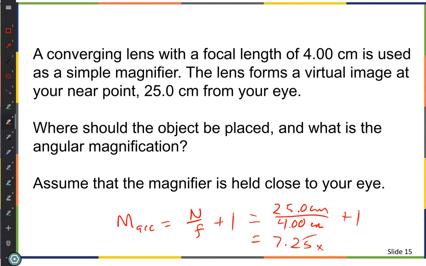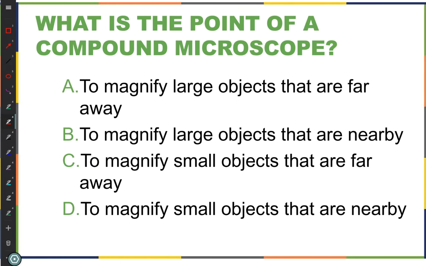So the math, not complicated at all. The derivation, a little more complicated. The understanding which type of lens and why you use that lens, the important things. What's the point of a compound microscope? Now, this is a question I haven't lectured on. It's asking your preconceived notion.